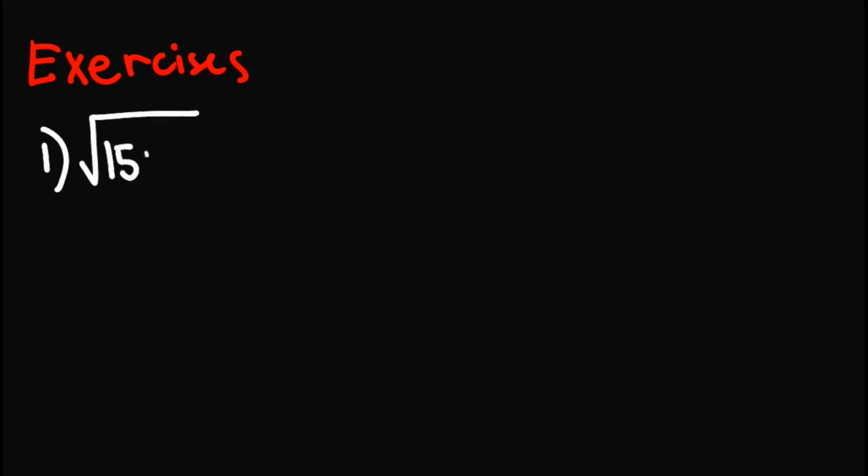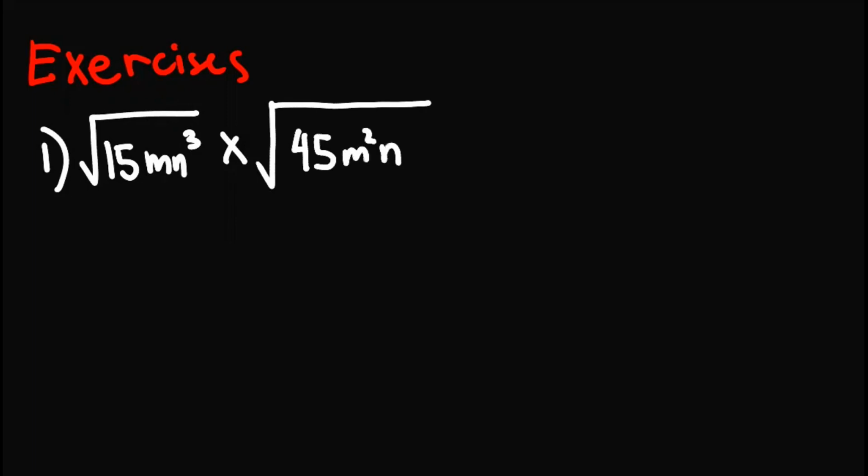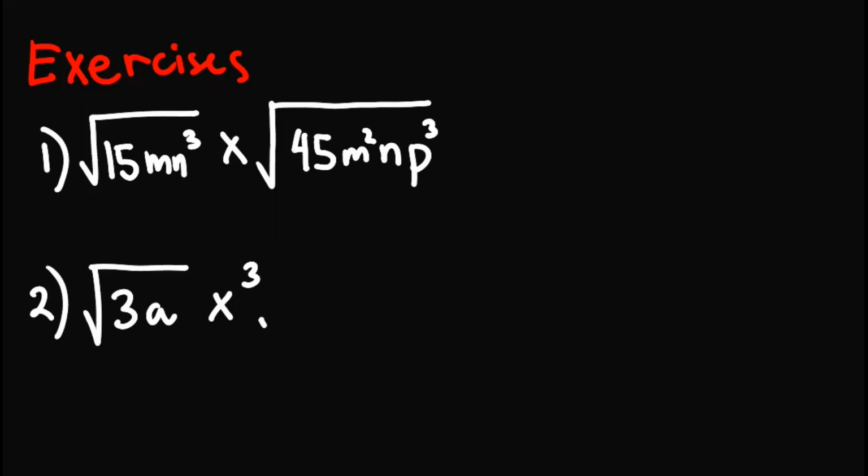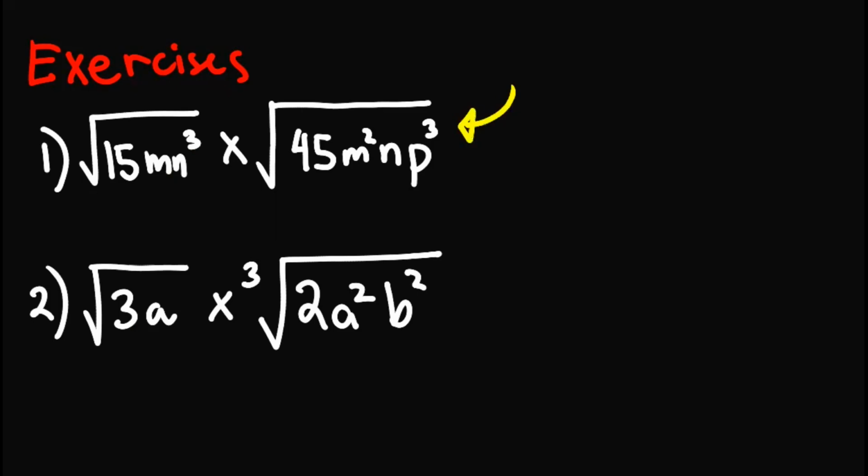Now before I end this video, here are 2 exercises that you can work on. So let's write that up. Exercises. So first, we have the square root of 15 mn cubed times the square root of 45 m squared n p cubed. And the second is the square root of 3a times the cube root of 2a squared b squared. So basically, in the first example, we'll simply multiply the radicands inside and simplify, since the indices are the same.